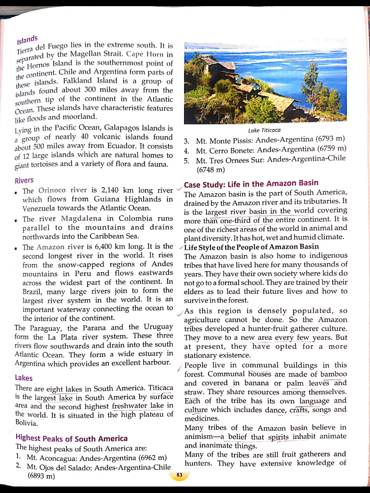Now the rivers. The Orinoco River is a 2140 km long river which flows from the Guiana Highlands in Venezuela towards the Atlantic Ocean. The Magdalena River in Colombia runs parallel to the mountains and drains northward into the Caribbean Sea. The Amazon River is 6400 km long. It is the second longest river in the world. It rises from the snow-capped region of the Andes Mountains in Peru and flows eastward across the widest part of the continent. In Brazil, many large rivers join to form the largest river system in the world. It is an important waterway connecting the ocean to the interior of the continent.